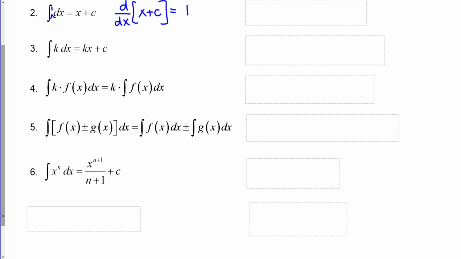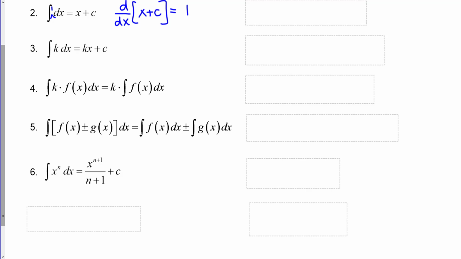This one is probably the one that you'll use the most. This is the inverse of the power rule for differentiation. So the power rule for differentiation said to bring your exponent down and make it a multiplier, then subtract 1 from your exponent. The inverse process is to add 1 to your exponent and divide by the new exponent. And that's exactly what the inverse, the antiderivative rule says here.